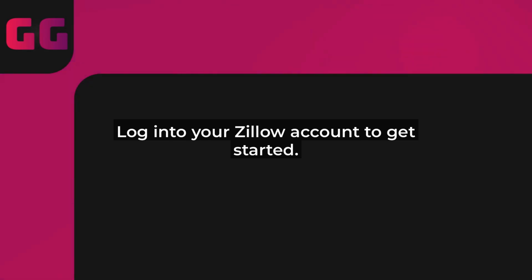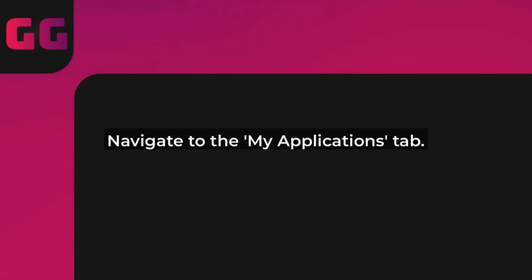First things first, make sure you're logged into your Zillow account. If you don't have one, head over to Zillow.com and sign up. It's quick and free. Once you're in, navigate to the Rentals section on your dashboard. Look for the My Applications tab. That's where all your submitted or saved applications live.